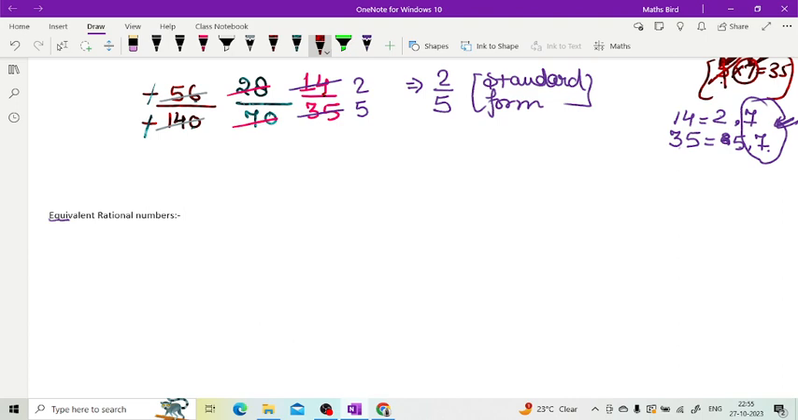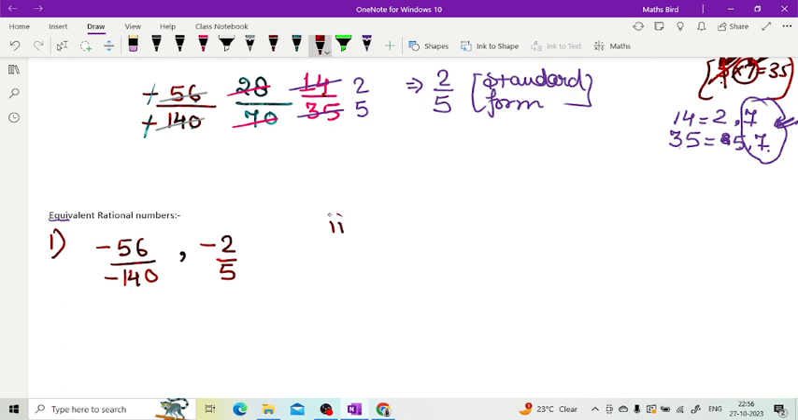That means something will be equal, right? But what will be equal? Let's see. The same example I am taking: minus 56 upon minus 140, and suppose minus 2 by 5. This is our first question. The question is, find out if this pair of rational numbers is equivalent or not, right?